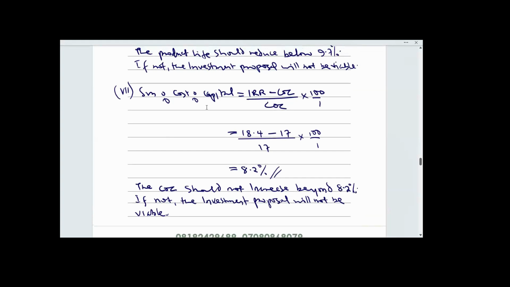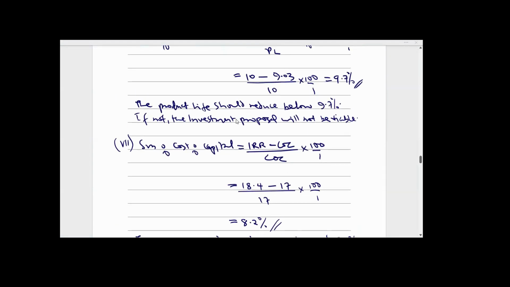Let's do simulation before we close the class. Yes, talk to me. Look at the narration of the last one, as in the VI, cost of product life. You said the product life should reduce by 9%. Should not. Oh, I wanted to say should not. It should not. Thank you. Should not reduce below 9.7%. Thank you. All right.